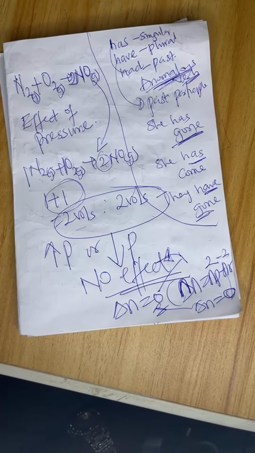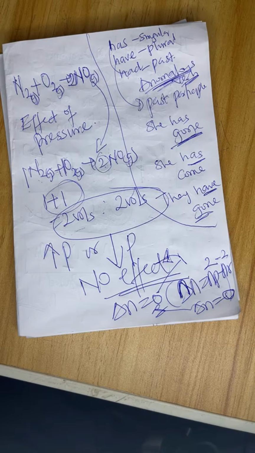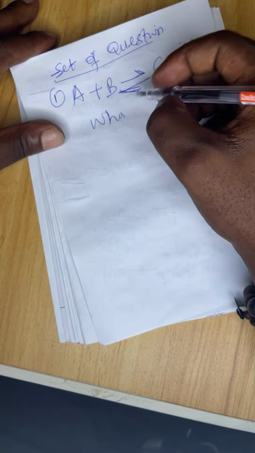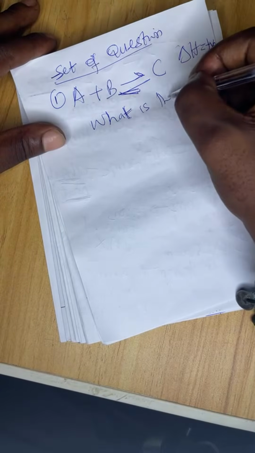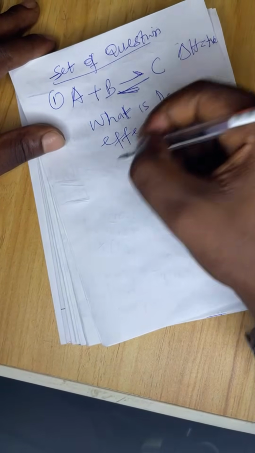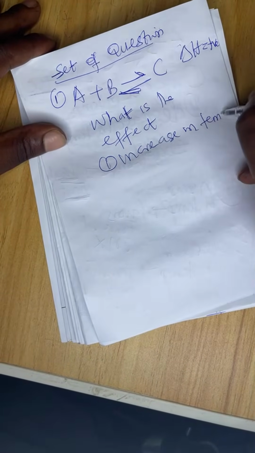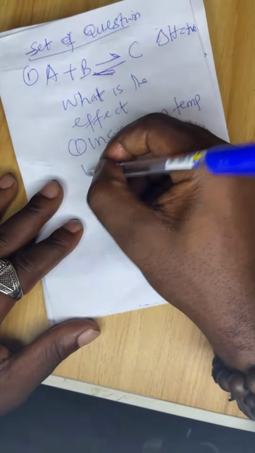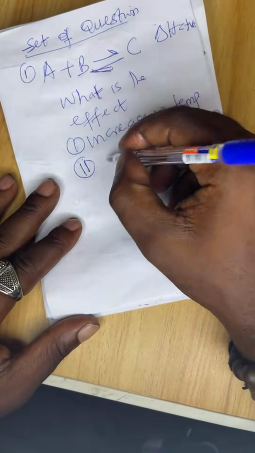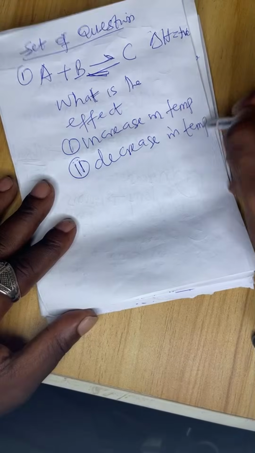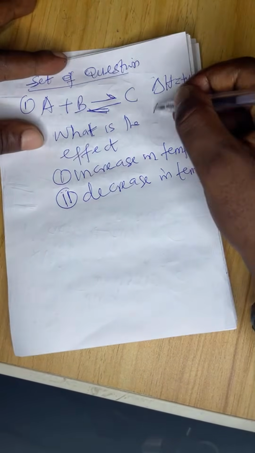So given C, and the enthalpy change is positive, what is the effect of an increase in temperature and a decrease in temperature? Just screenshot this and come back to answer it in the comment section. You don't need to watch it again. The change in H is positive.